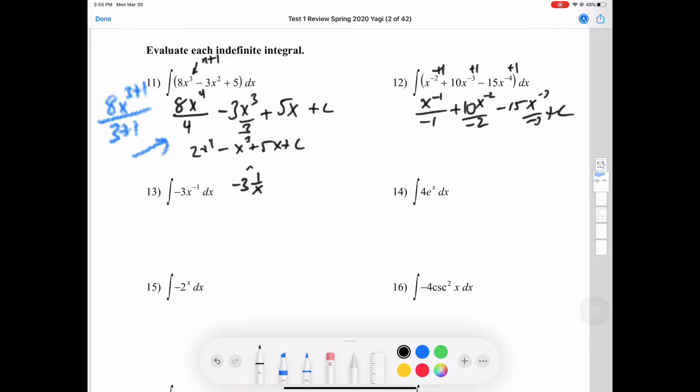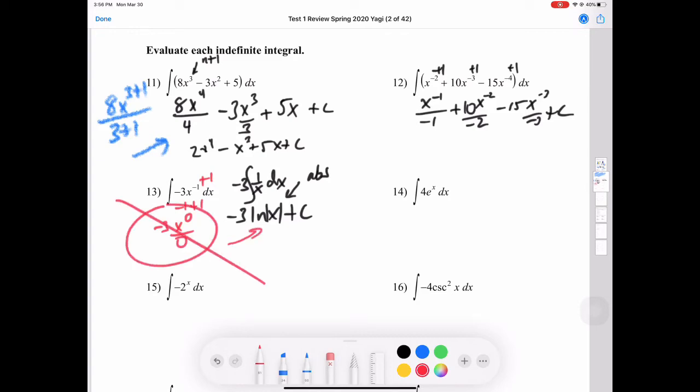Our next problem, number 13, is negative 3 times 1 over x. If you guys remember, the integral of 1 over x is just natural log. You need to memorize that. Plus c, absolute value, remember the absolute value. Now, just to reteach this, if I did try to do the power rule here, negative 1 plus 1 is 0, so x to the 0 over 0. Does that make any sense? Nope. That's why it's a natural log problem.